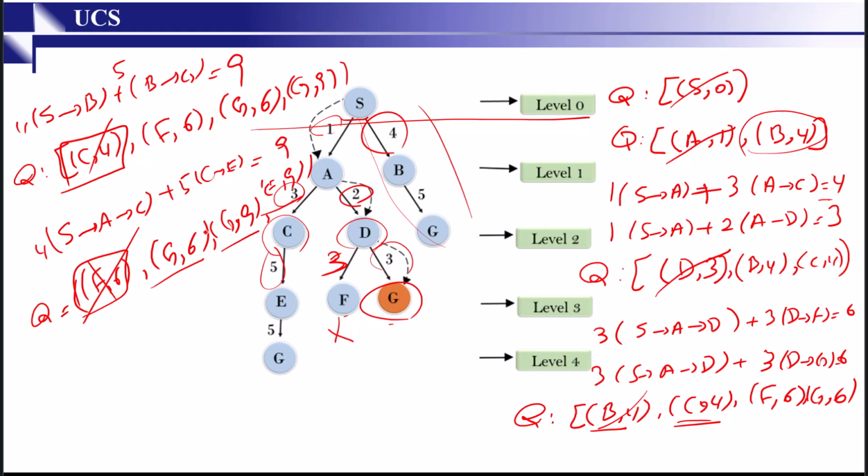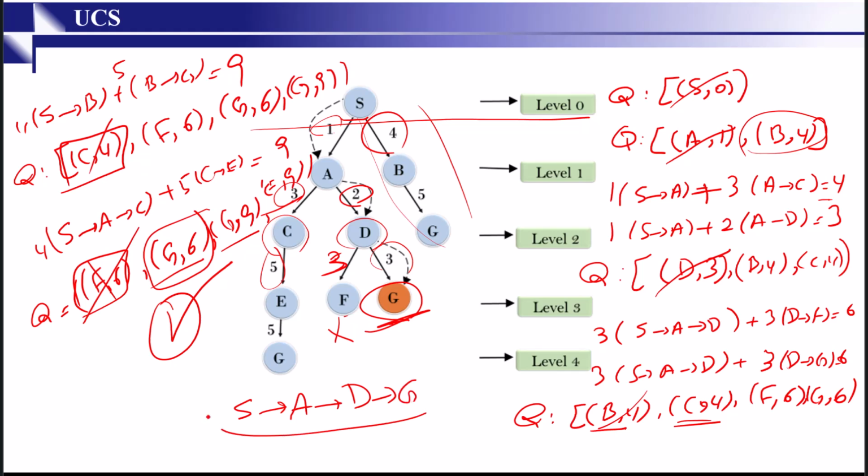We pop the lowest at G of cost 6, right? Since it is the goal, the algorithm stops here and finds this G as the goal. So the algorithm found that S to A to D to G is the optimal path with the cost of 6. This is the optimal path because it was the lowest cost goal node found in the priority queue.